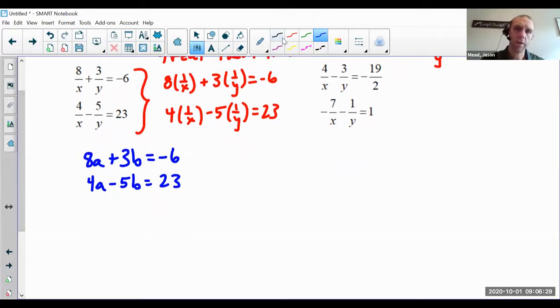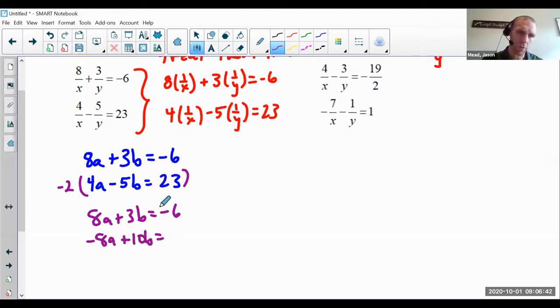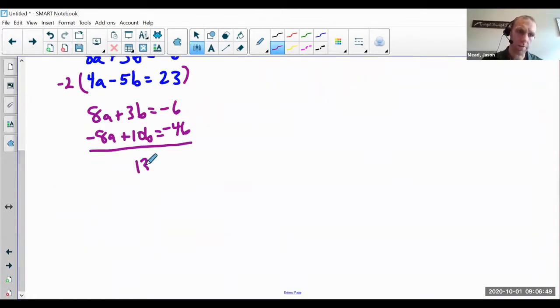So what I can do then is multiply the bottom one by negative 2, and then I have 8a plus 3b equals negative 6, and negative 8a plus 10b equals negative 46. And I can continue to solve. I get 13b equals negative 52.